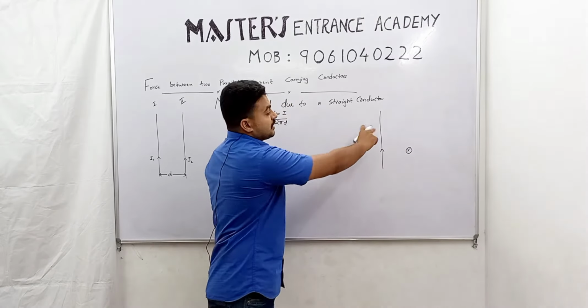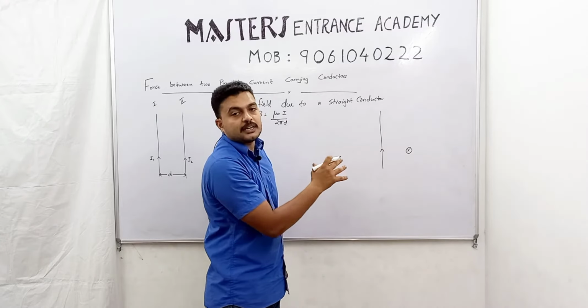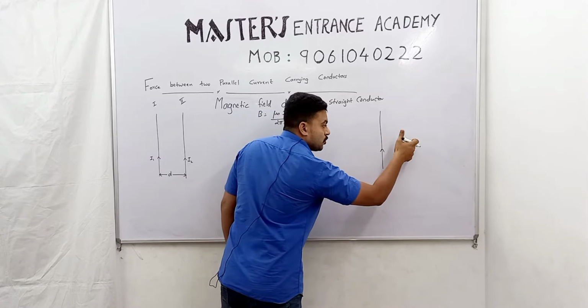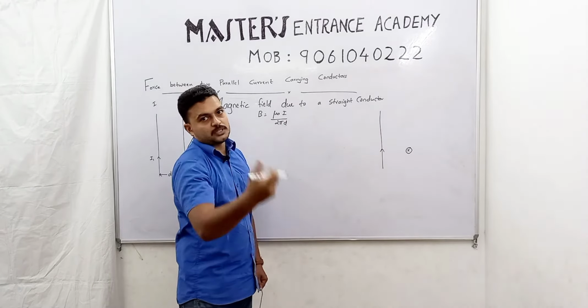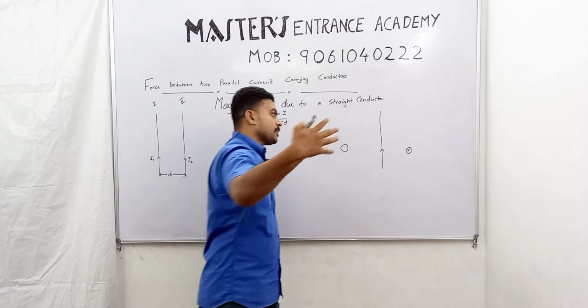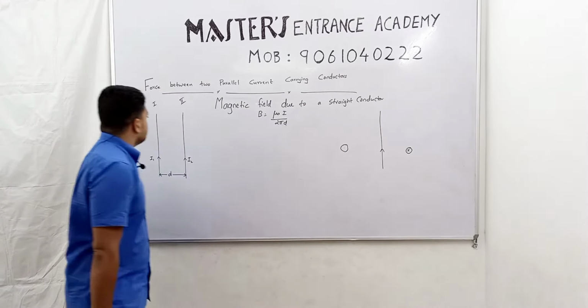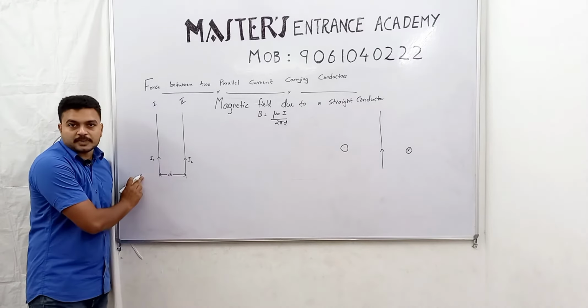If the direction of current gets reversed, what is the direction of the magnetic field? It also gets reversed. So at this point the magnetic field is into the board. At this point, what is the direction of the magnetic field? Outwards towards you. So we have to represent it like this: perpendicular into the board is a cross, outwards is like this. Okay, so here consider a conductor carrying current I amperes.